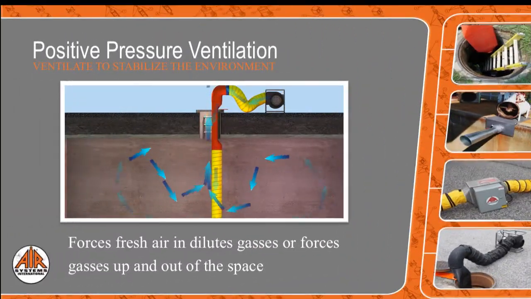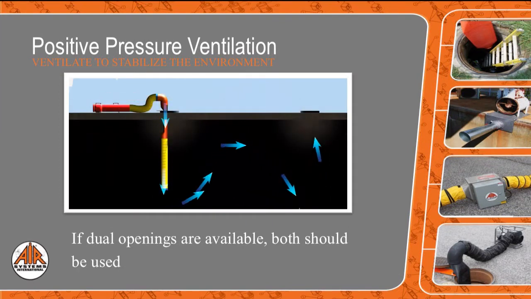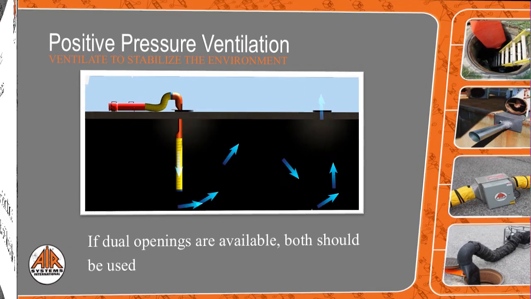The most common technique to ventilate is positive pressure ventilation. Positive pressure ventilation forces fresh air into the confined space. The fresh air dilutes the atmosphere within the confined space and forces the diluted atmosphere out of the work area. One complete exchange of the confined space atmosphere is referred to as a purge. Consult the American Industrial Hygiene Association for recommendations regarding the number of purges needed for your application. If dual openings are available, both will be used to achieve the desired result, which is a stabilized atmosphere within the confined space.